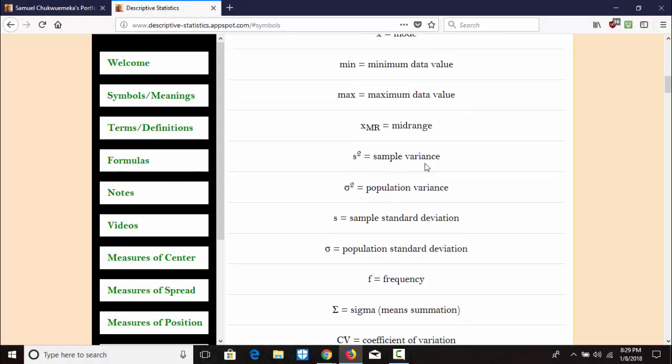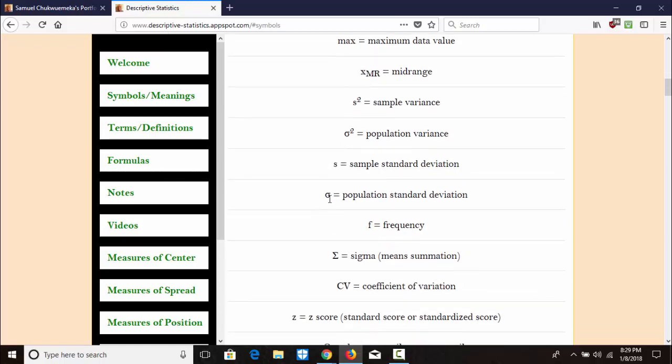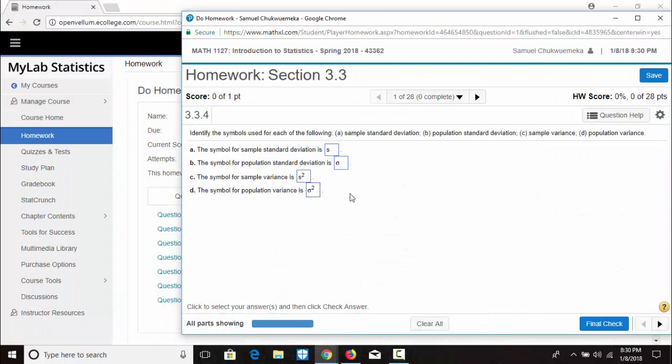S squared is your sample variance, sigma squared is your population variance, S is the sample standard deviation. Lowercase sigma is a Greek alphabet, and this is uppercase sigma. Uppercase sigma means summation, but lowercase sigma means population standard deviation. Then lowercase sigma squared is the population variance. So that is this, okay?